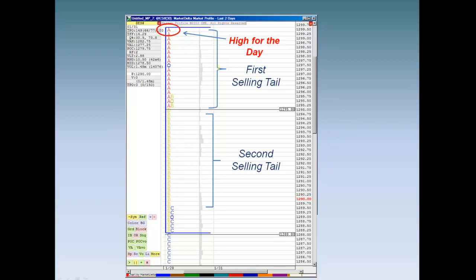And so now that we have the first selling tail and the second selling tail, we know with a very high degree of confidence that we've put in our high for the day. And then you should be comfortable taking shorts during the rest of the day, unless things make a dramatic change, in which case you may reevaluate and reassess.